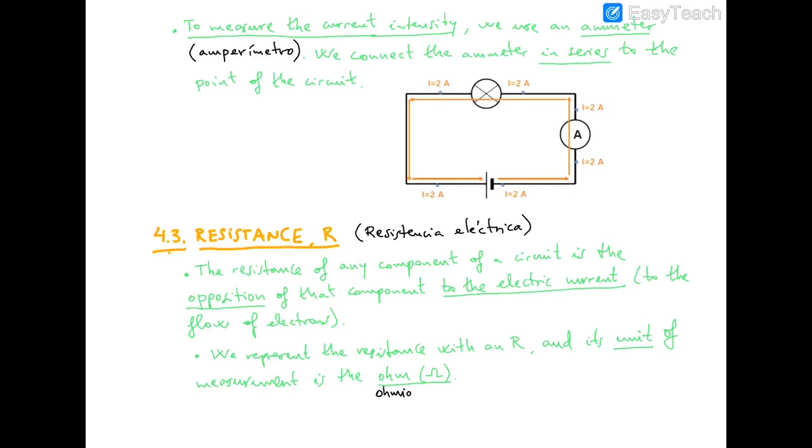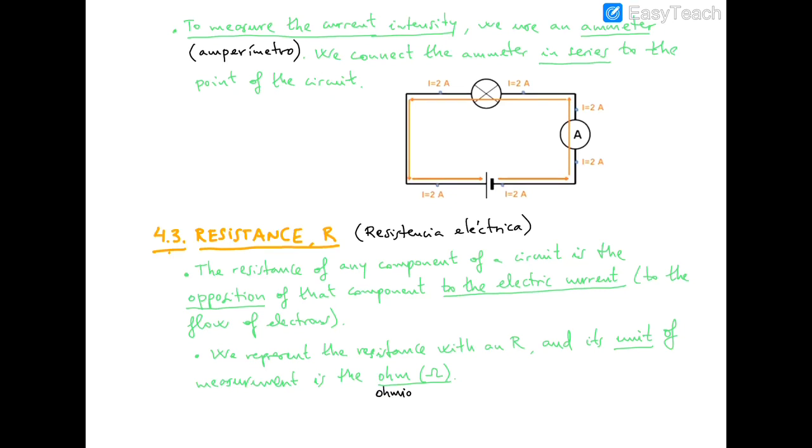To measure the current intensity, we use an ammeter, amperímetro in Spanish. We connect the ammeter in series to the point of the circuit where I want to measure the current. So for example, if I want to measure the current in this piece of wire, I have to connect the ammeter like this, in series with that piece of wire.